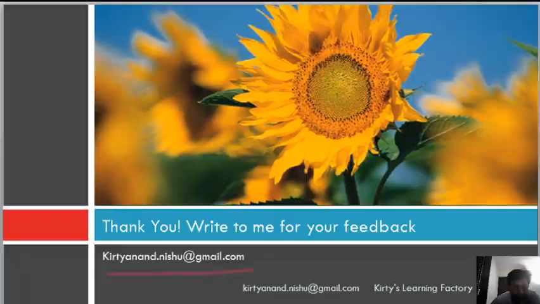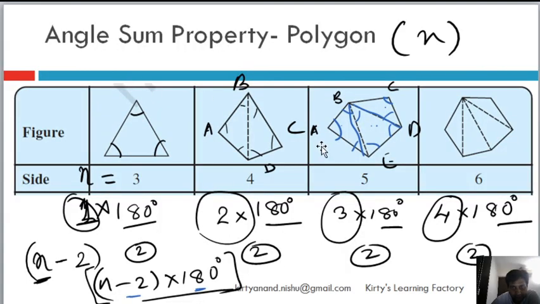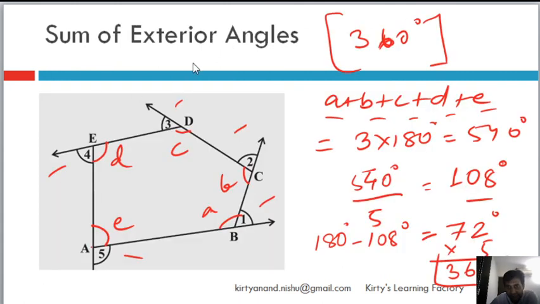So I hope you enjoyed, especially the angle sum property of polygons, how we were able to establish a formula, reverse engineer and use algebra here. And then once again we learned that the sum of exterior angles for any polygon is always equal to 360 degrees. You could have a 10-sided polygon, but the sum of exterior angles will be 360 degrees.